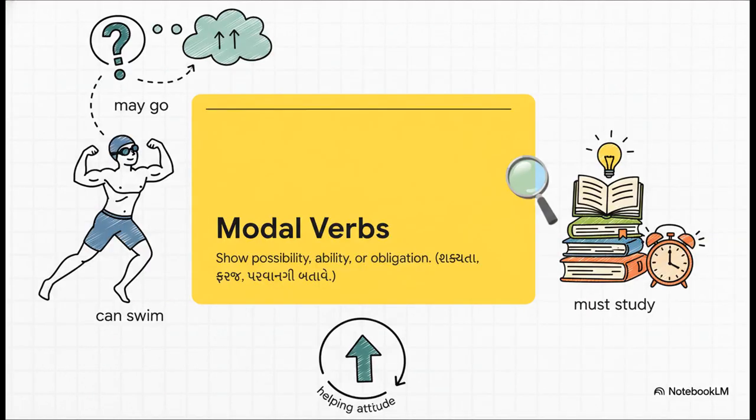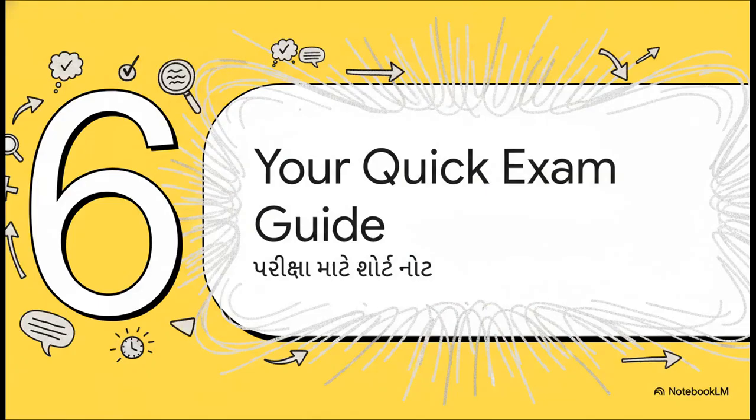And last but not least, we have modal verbs. These guys are a very special type of helping verb. They don't show any action themselves. Instead, they add a certain mood or attitude to the main verb, like possibility with may go, ability with can swim, or obligation with must study. Wow, we have covered so much ground today.